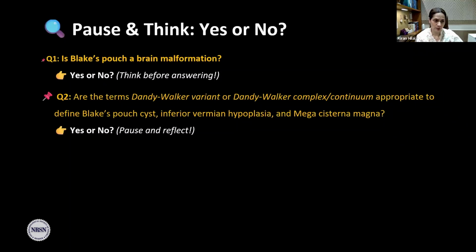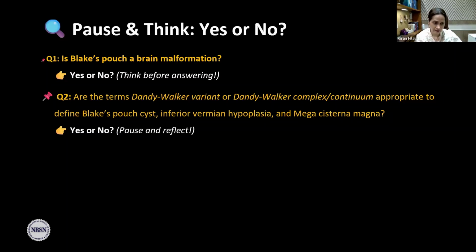My second question to you: are the terms Dandy-Walker variant, Dandy-Walker complex, and Dandy-Walker continuum appropriate to define the cysts of the posterior cranial fossa, which include Blake's pouch cyst, inferior vermian hypoplasia, and mega cisterna magna? I wanted to ask, if something does not totally fit Dandy-Walker or does not fulfill the criteria, can we use the term Dandy-Walker complex or not? How do you use it in your report? What do you think? Should we use this term?